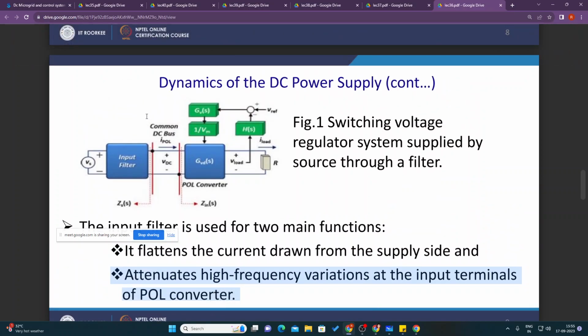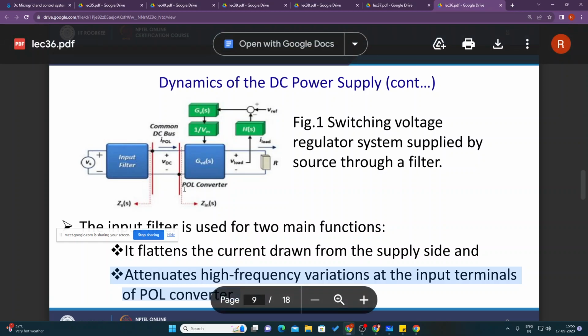So this portion is not related with the stability. This portion is related with the input filter design, so that there is no ripple or harmonics present in the input current. So the harmonics in the input current are flattened or attenuated.